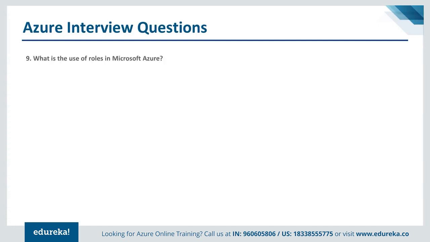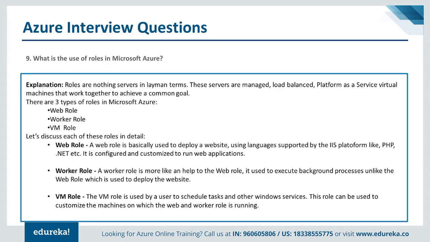Okay. The other question is, what is the use of roles in Microsoft Azure? So when you talk about the use of roles, we talk about three roles. One is my web role, one is my worker role, and one is my VM role. Now my web role is basically for hosting and deploying my websites. The worker role is the one which helps the web role execute background processes. The example I can give you is web jobs.